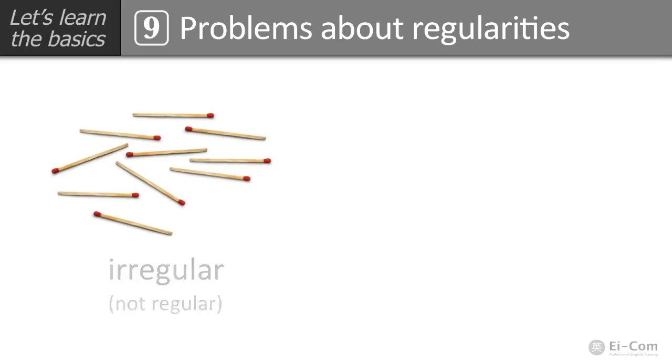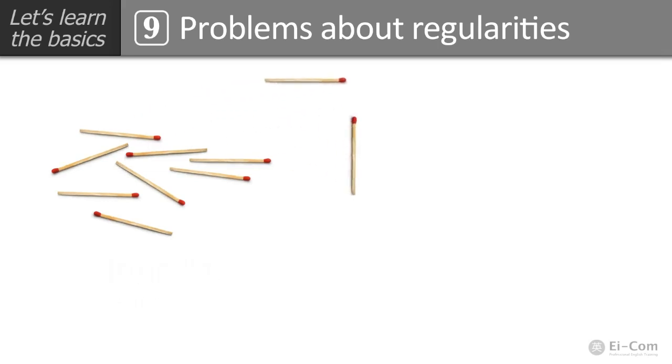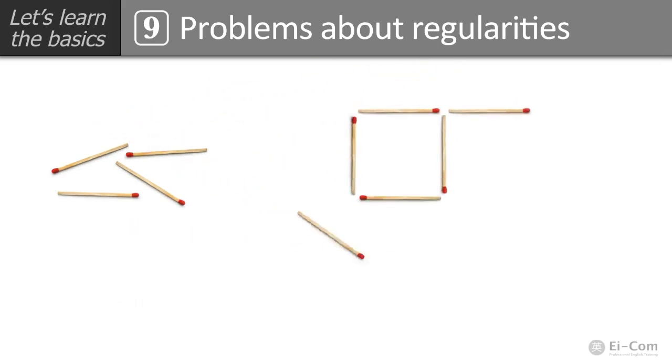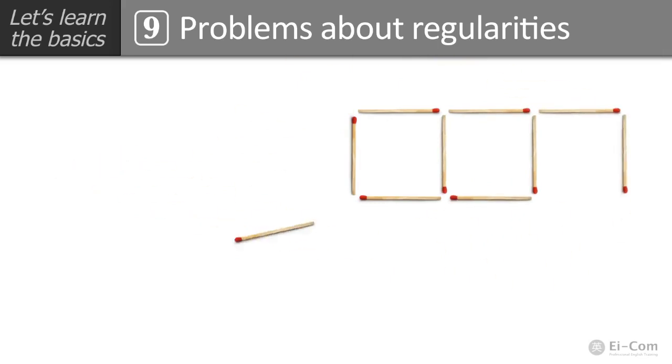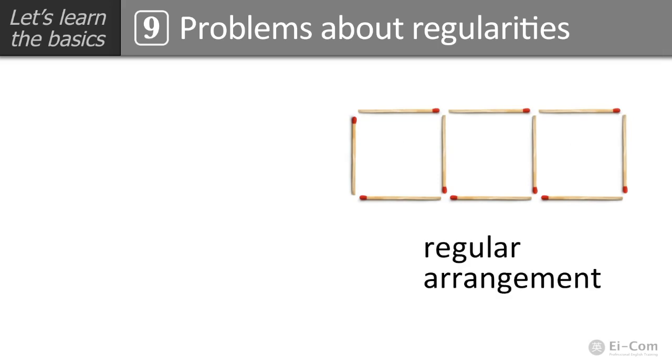Let's suppose we make squares by arranging the matchsticks from left to right. In this case, 10 matchsticks can be used to make 3 squares. This is a regular arrangement. And because it is a regular arrangement with a constant and definite pattern, we can call it a regularity.